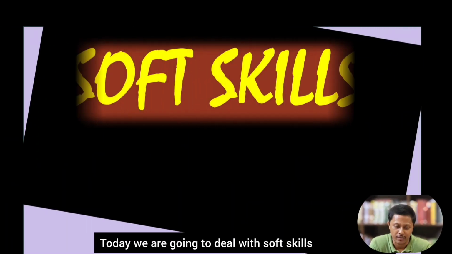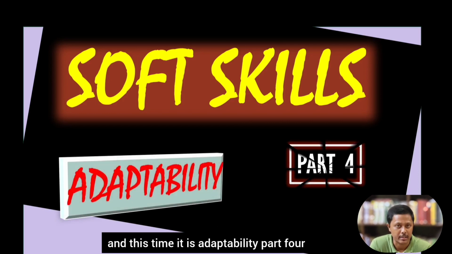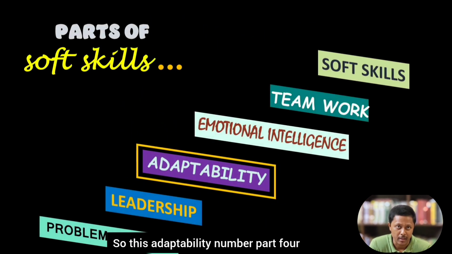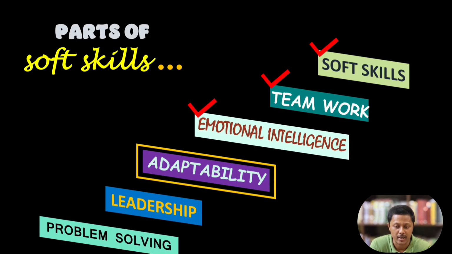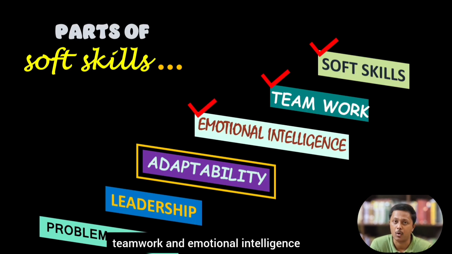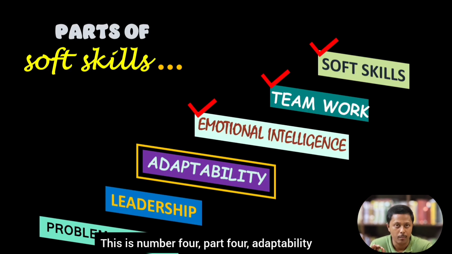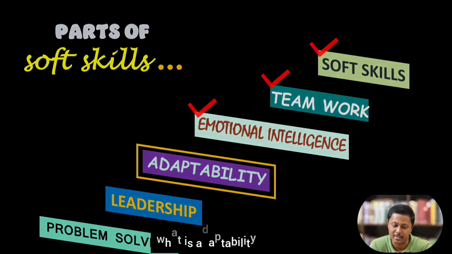Today, we are going to deal with soft skills, and this time it is adaptability, part 4. Before that, we have already completed three parts: soft skills, teamwork, and emotional intelligence. This is number 4, adaptability. And we are going to learn what adaptability is and how to adapt.